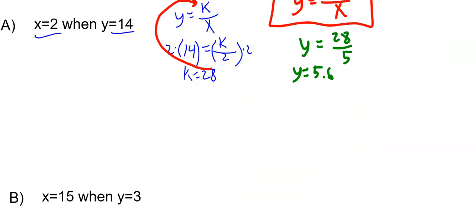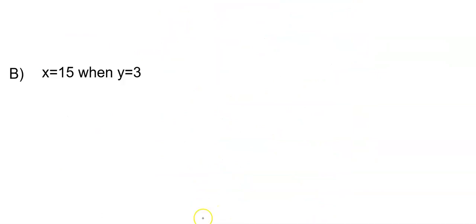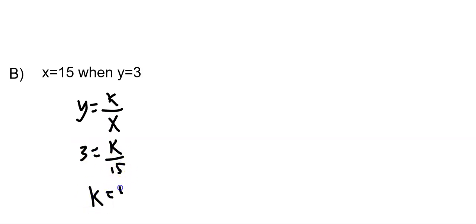Similar problem here, inverse variation. So let's start with that. We get y equals k divided by x. We're going to plug in. So 3 equals k divided by 15. Solve for k, you get k equals 45. We're going to write an equation, y equals 45 divided by x.